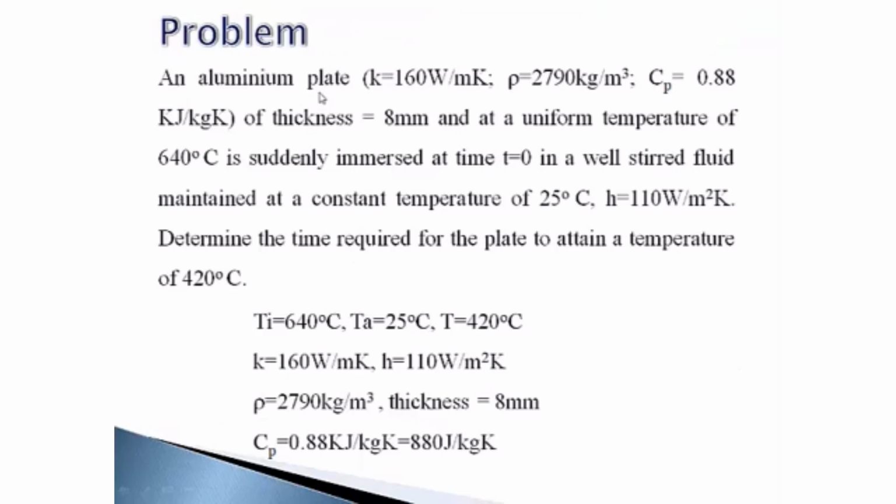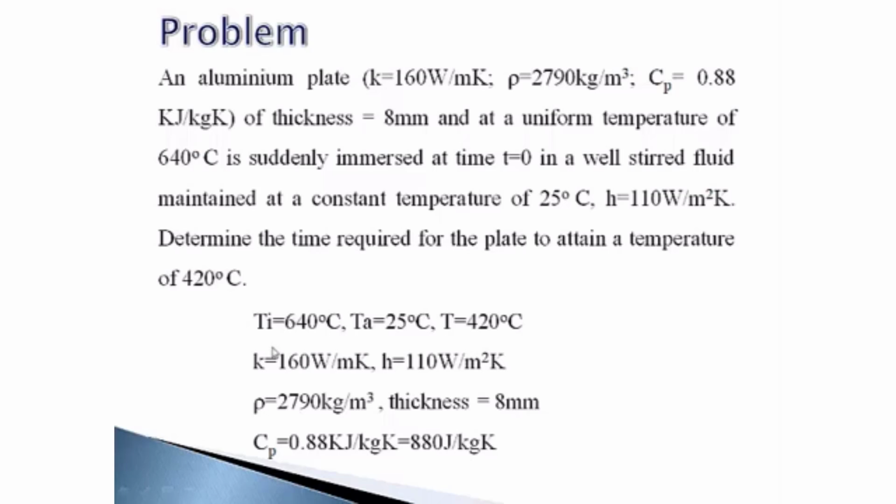An aluminum plate with thermal conductivity 160 watts per meter Kelvin, density 2790 kg per meter cube, specific heat 0.88 kJ per kilogram Kelvin, and with a thickness of 8 mm, is initially at a temperature of 640 degrees centigrade and is suddenly exposed to an ambient condition at 25 degrees centigrade. The heat transfer coefficient is 110 watts per meter square Kelvin, and you need to find out the time required for the plate to attain a temperature of 420 degrees centigrade.